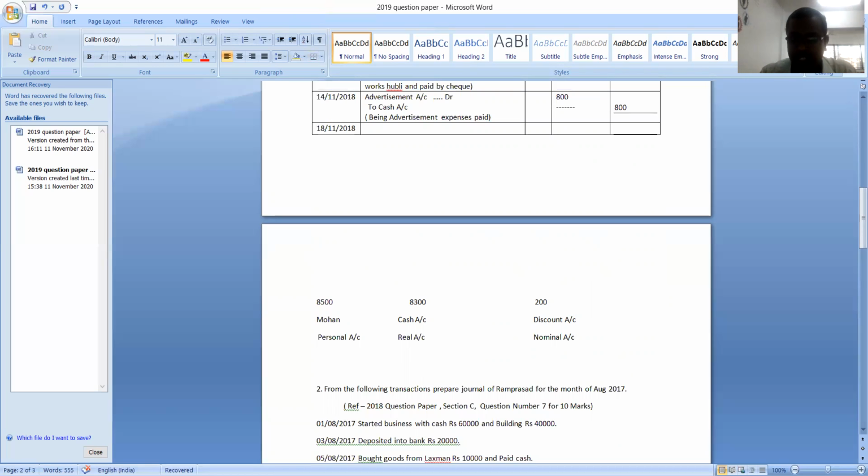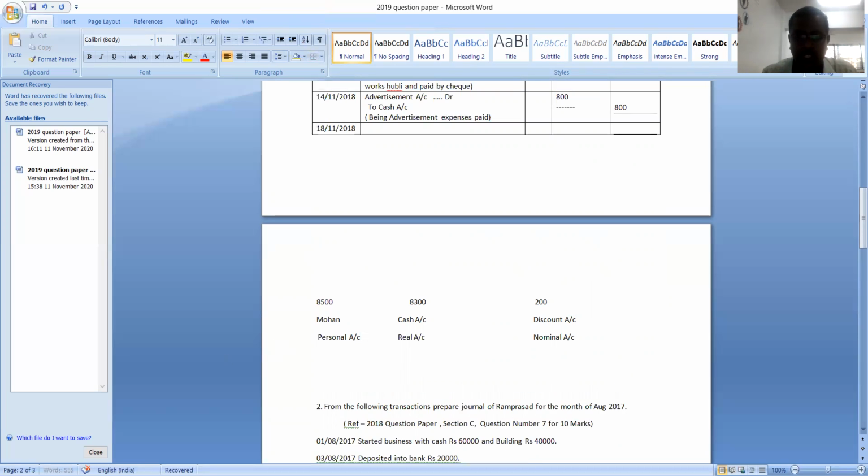Mohan is a personal account. It is received from Mohan, no? So Mohan is here the giver. What is the credit rule of personal account? Credit the giver, no? So which account should be credited now? Mohan's account should be credited. What is the rule of real account? Debit what comes in, credit what goes out, right? So here, received from Mohan means cash comes in, so debit what comes in. Which account should be debited? Cash account should be debited. Okay, fine. Let us move to the discount account.